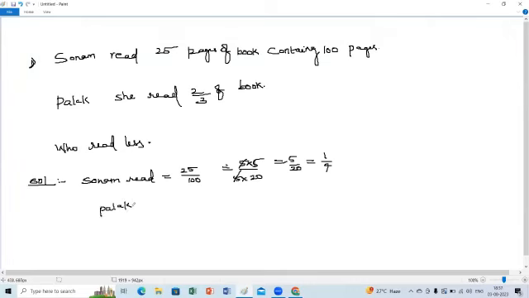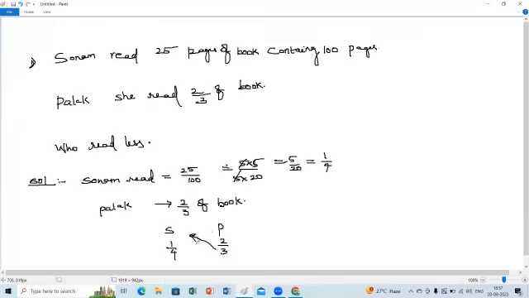Now you come to Palak. Palak is given directly as a fraction only. They did not mention anything else. Palak read 2 by 3 of the book. Now, if I want to compare who read less and who read more, if I want to compare Sonam and Palak, Sonam is 1/4 and Palak is 2/3.